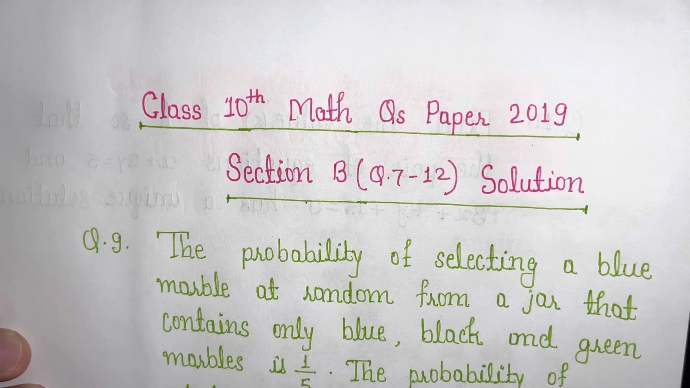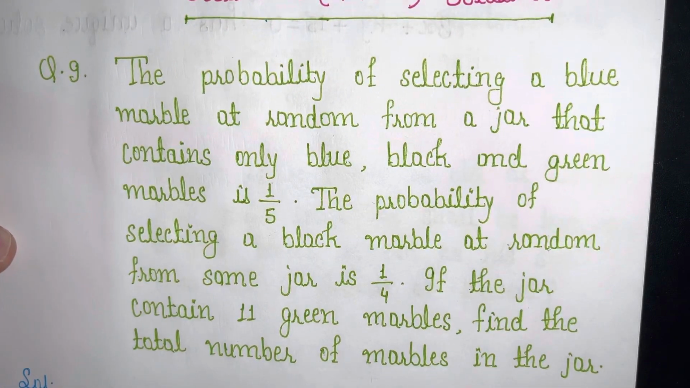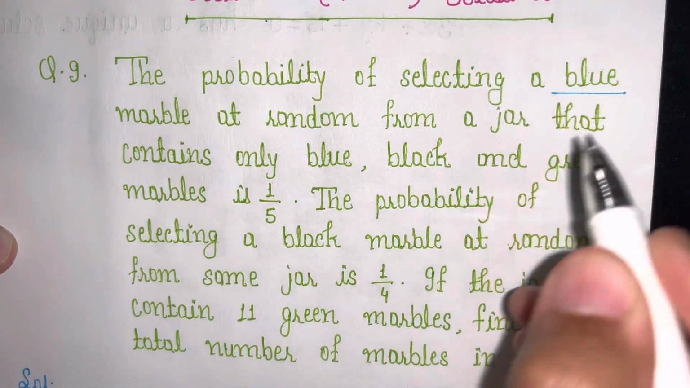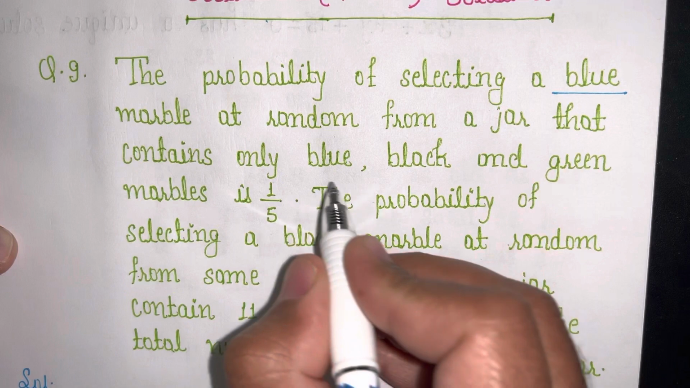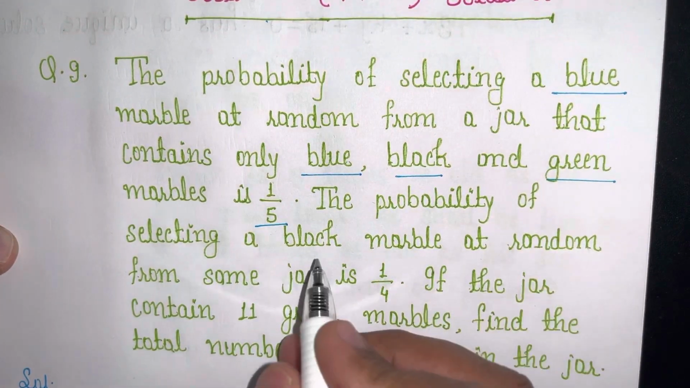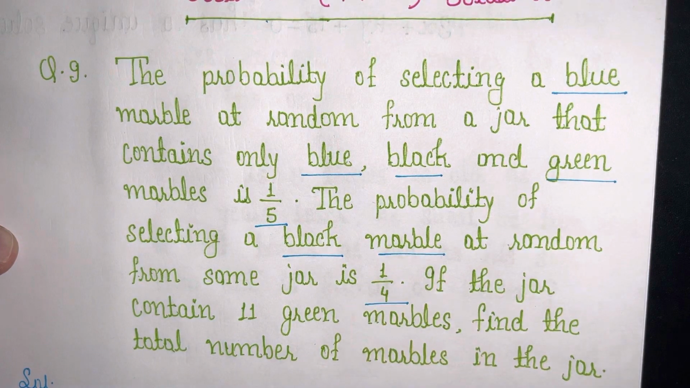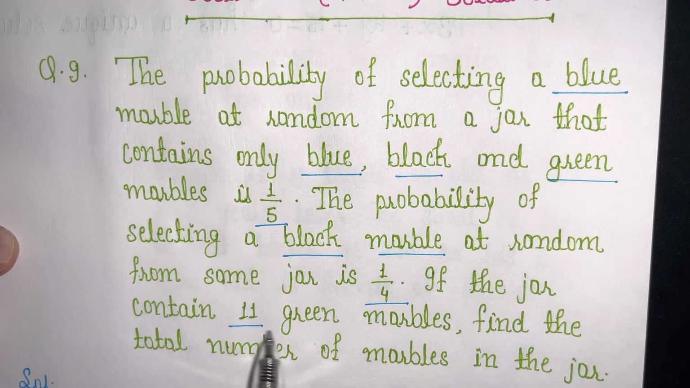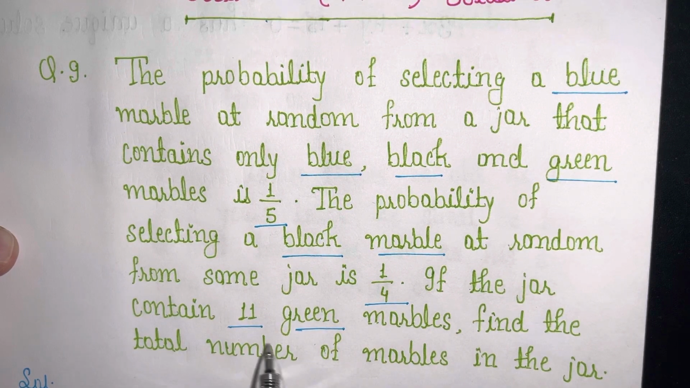So question number 9 is from probability. The probability of selecting a blue marble from a random jar that contains blue, black and green marbles is 1/5, and the probability of a black marble is 1/4. I'm just underlining the given numbers, and the jar contains 11 green marbles.